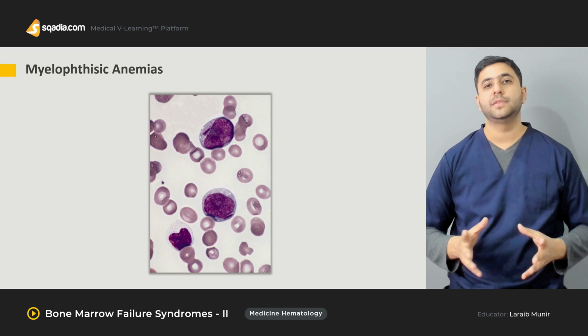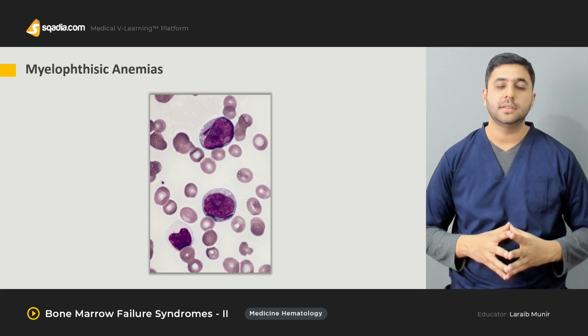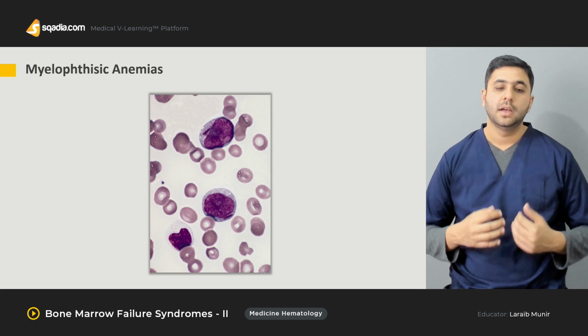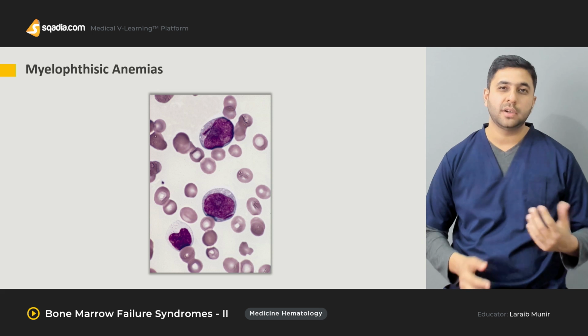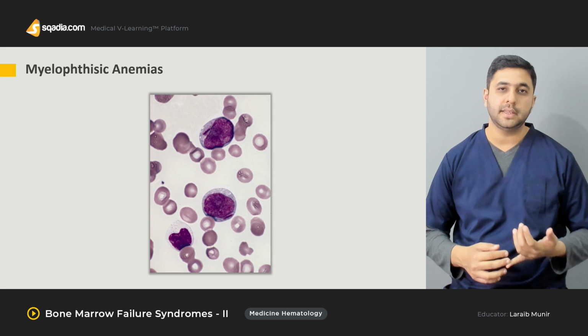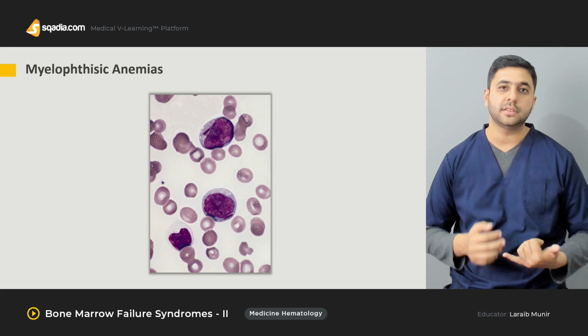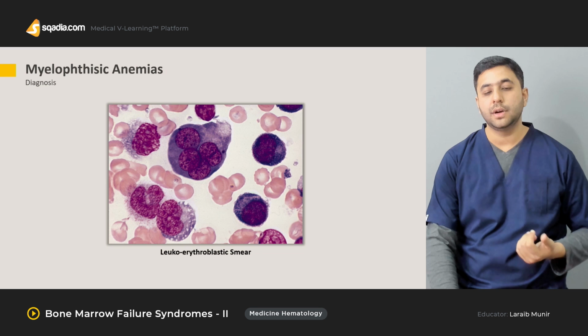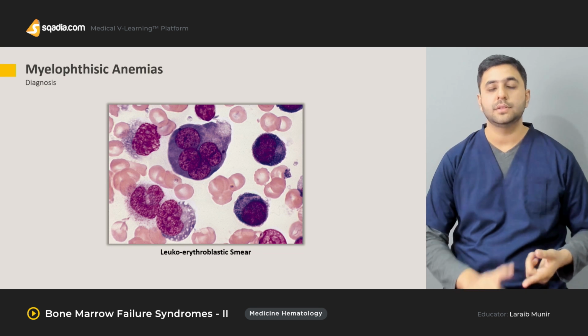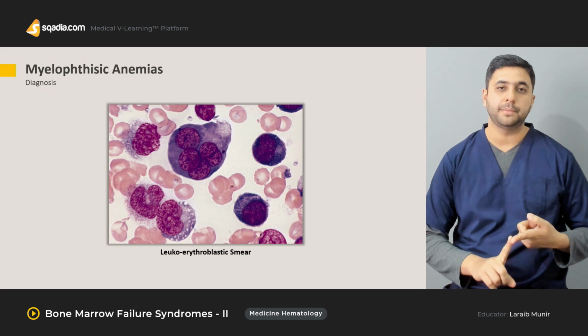Afterwards, in the last part of this lecture, we're going to talk about the myelophthisic anemias. What are the various conditions that lead to development of this anemia, and what is the bone marrow picture in these type of patients that differentiates them from myelodysplastic syndromes? Then moving forwards, we are going to talk about the hallmark of these disorders. What are the cells which we are going to find on a peripheral blood film?